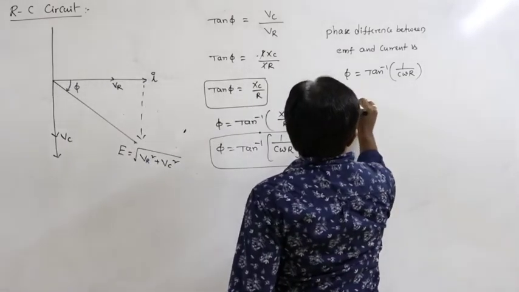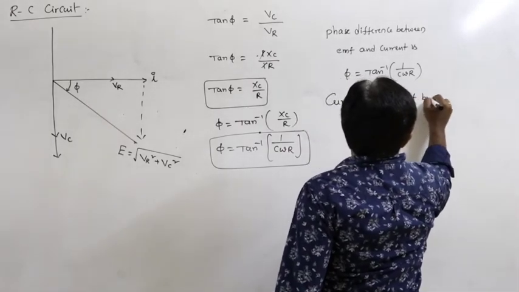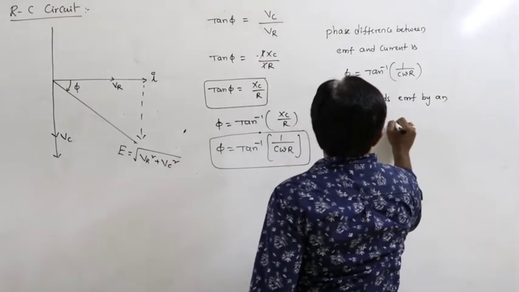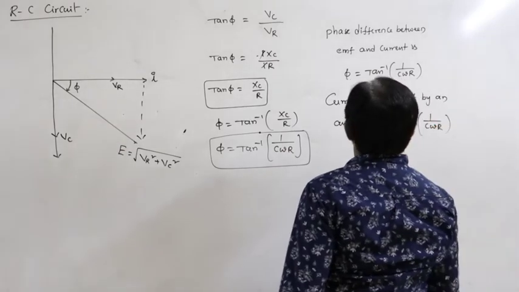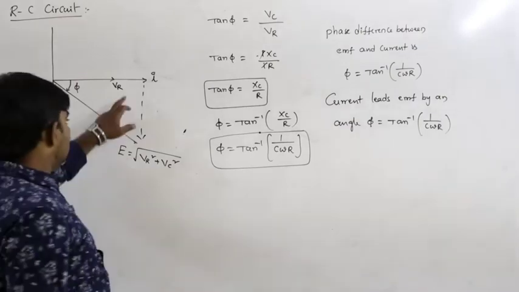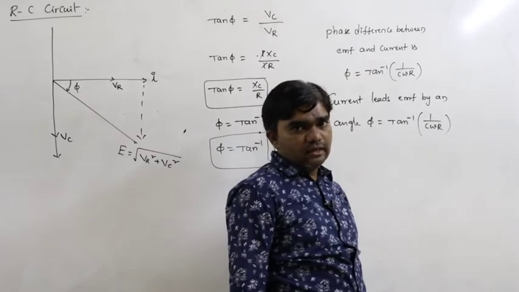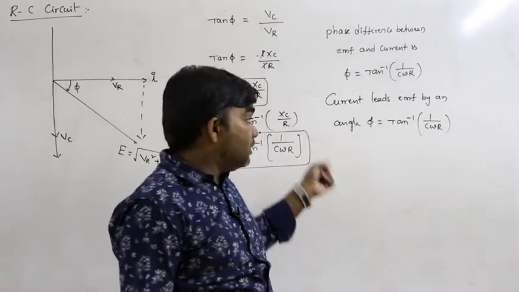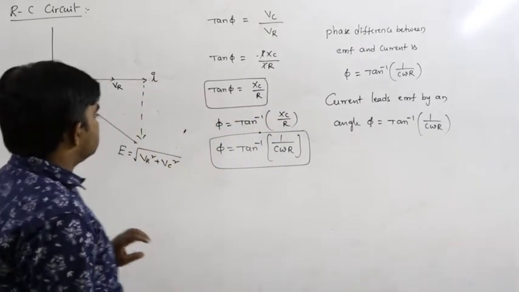Here current leads EMF by an angle phi equal to tan inverse 1 by C omega R. Current leads by an angle phi, then EMF. So that is the phase angle. So in case of an LR circuit, EMF leads by an angle phi, but in case of a CR circuit, current leads by an angle phi.